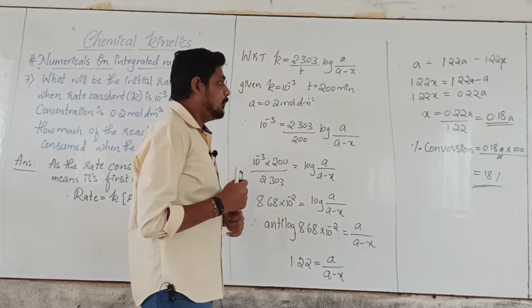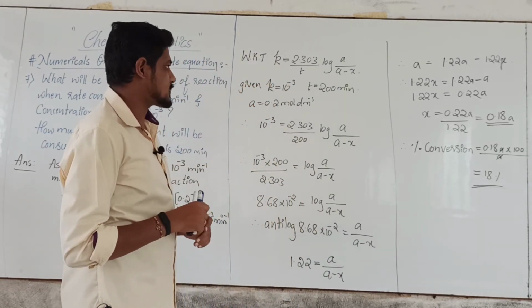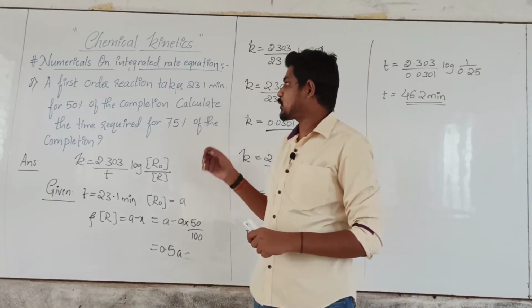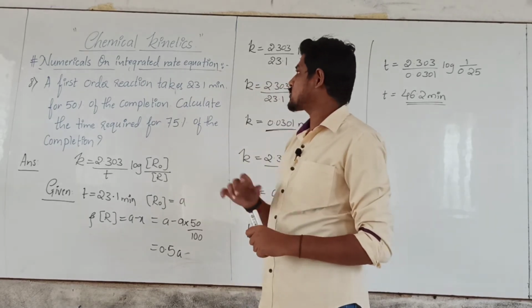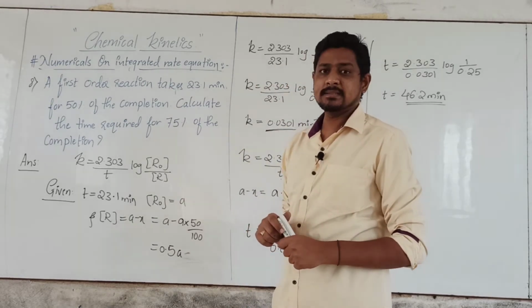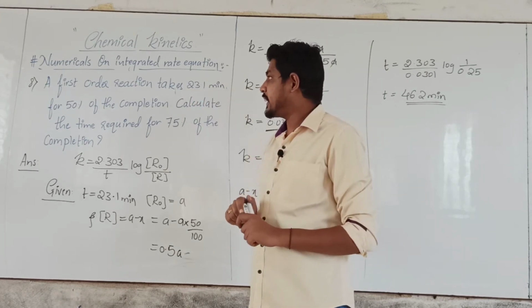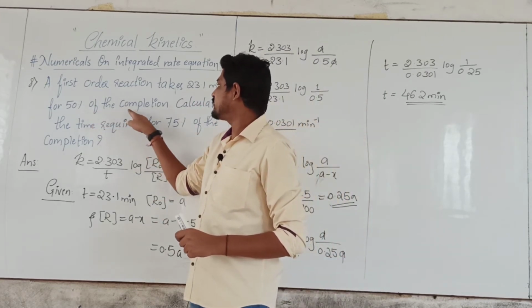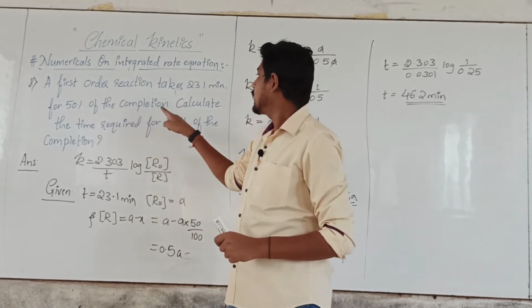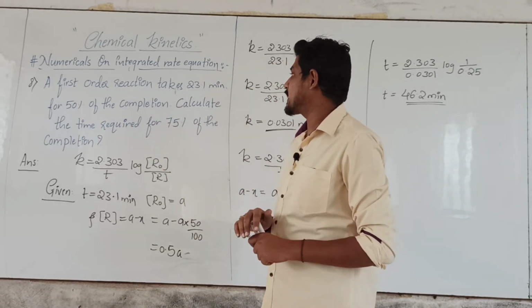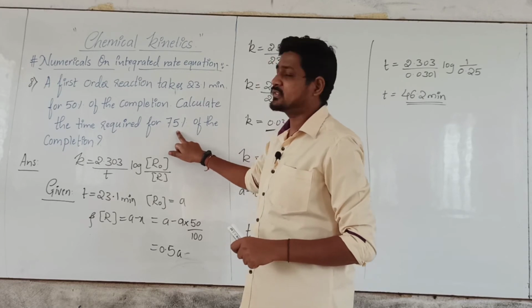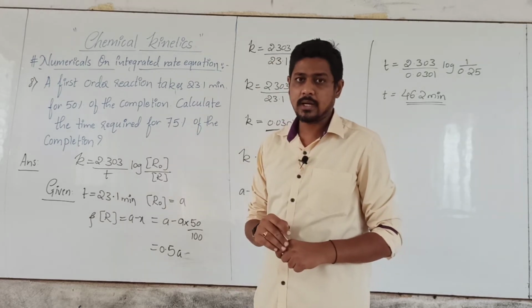Okay, so we'll move on to the next problem. Students, the next problem says that a first order reaction takes 23.1 minutes for 50% completion. Calculate the time required for 75% completion of the reaction.